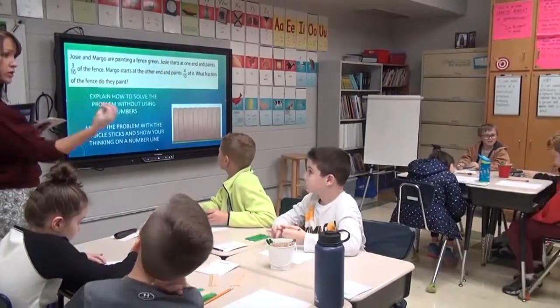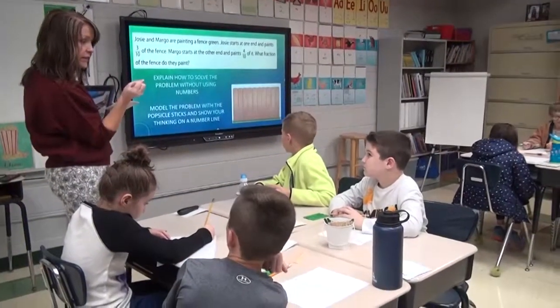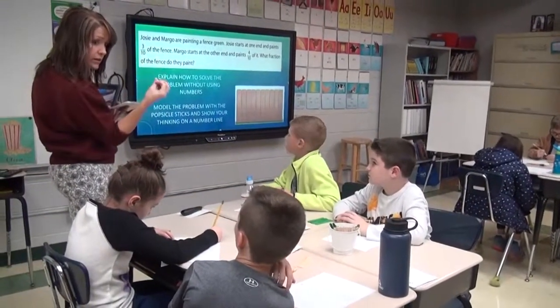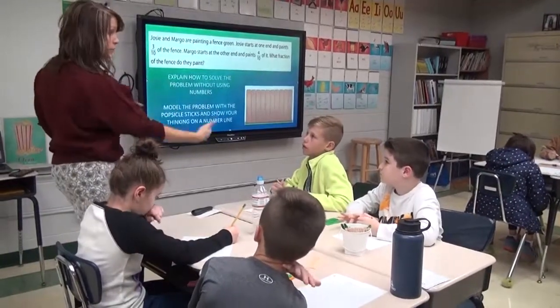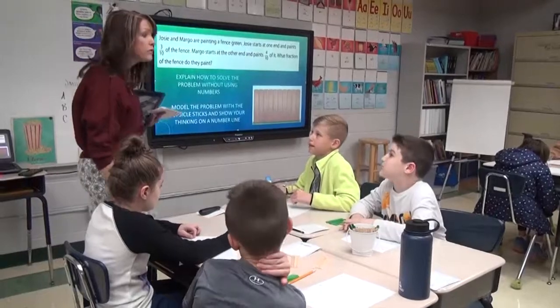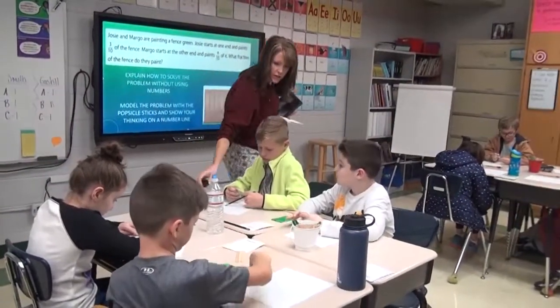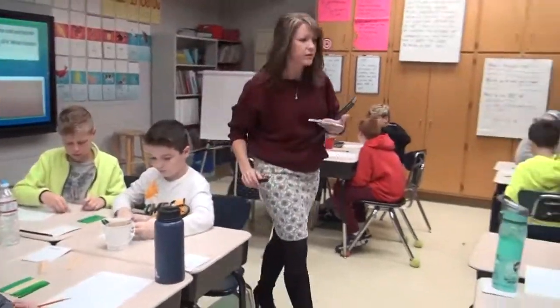You said I took the part Josie painted, and I took the part Margot painted, and I put them together, and then I subtracted them from the one whole what? What are we painting? The whole fence. The whole fence, right? So a whole is your fence, right? Great. So see, we can work that out in an equation there and show that what that looks like.